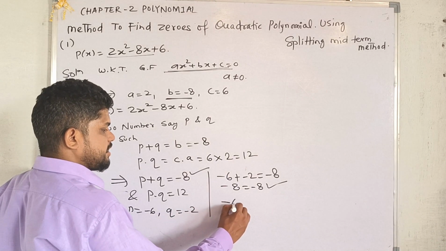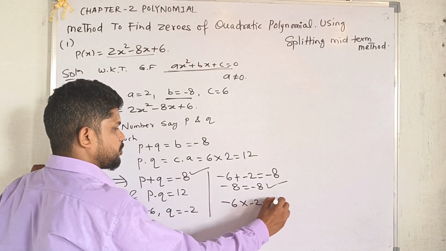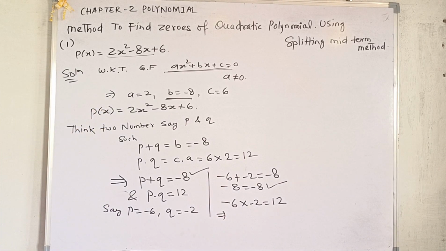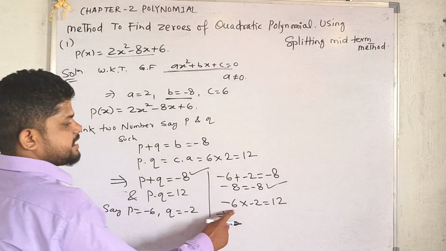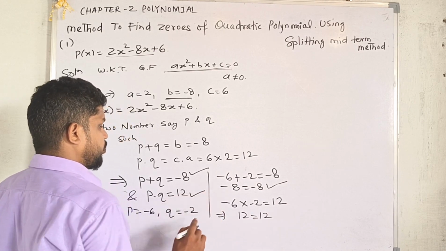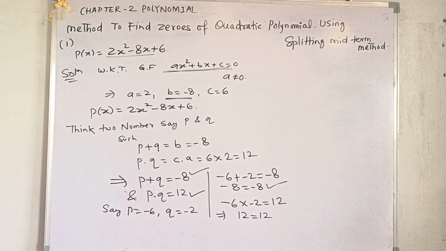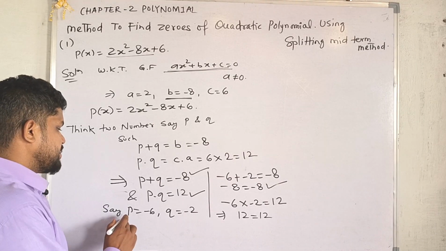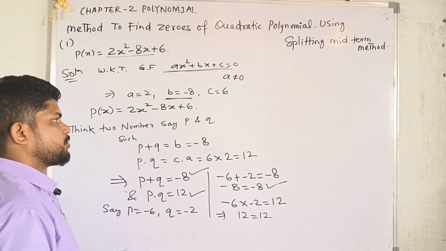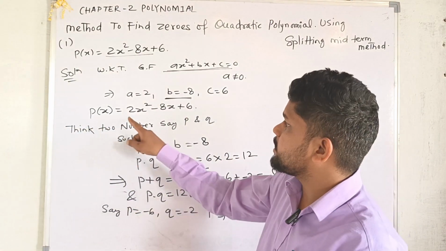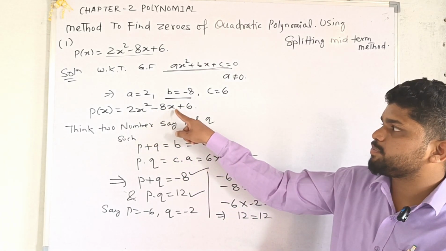Now multiply minus 6 into minus 2, that should be 12. Yes, when you multiply minus 6 into minus 2, we get 12 only. So it is satisfied for this condition also. So we have got the value of p is equal to minus 6 and q is equal to minus 2. Let us just try to split the middle term of this 2x square minus 8x plus 6.